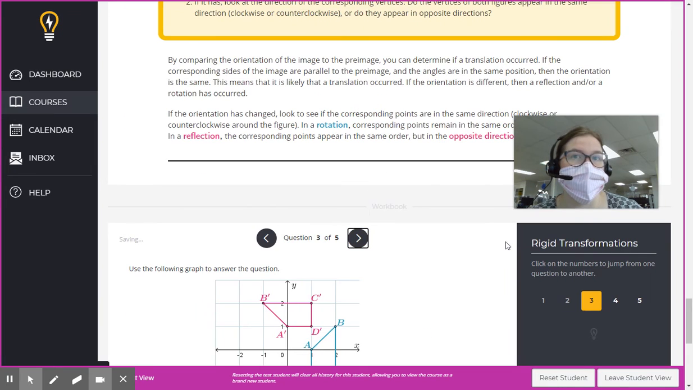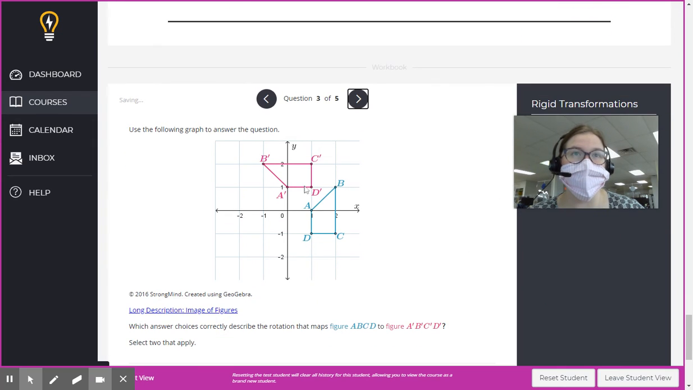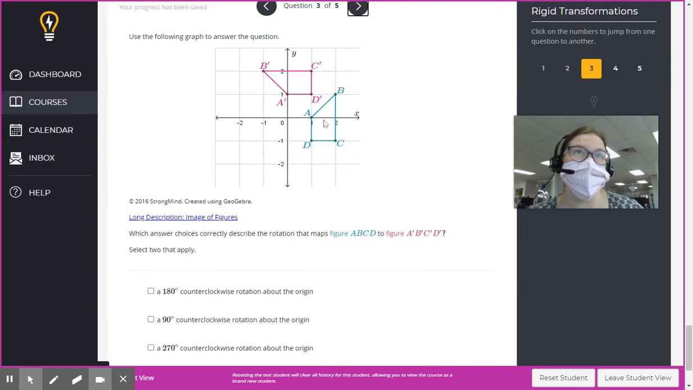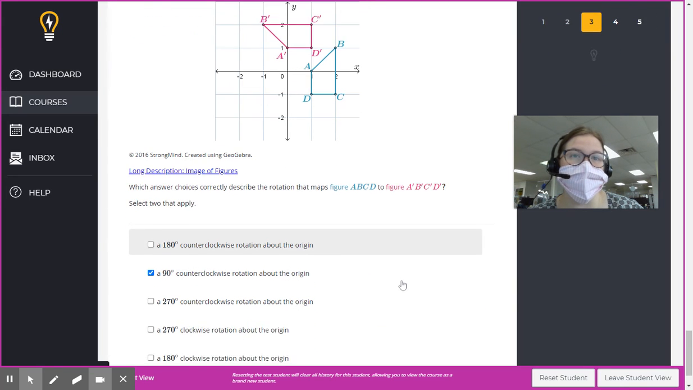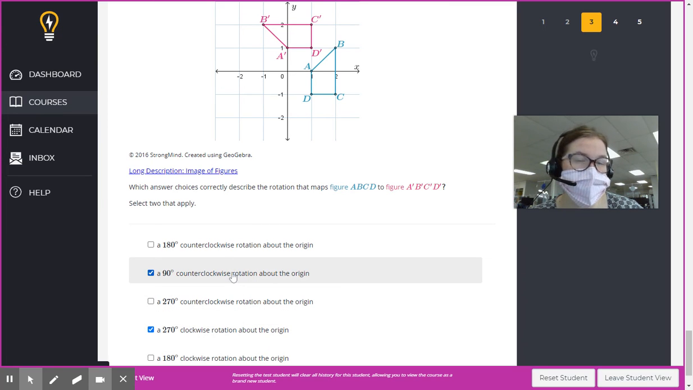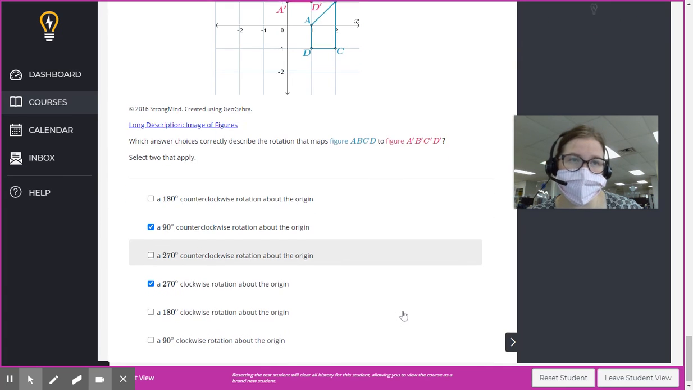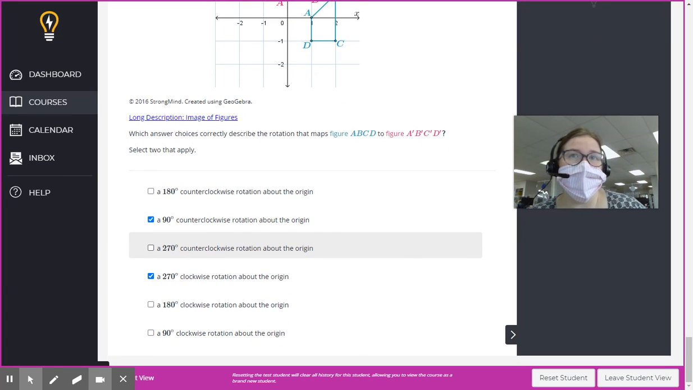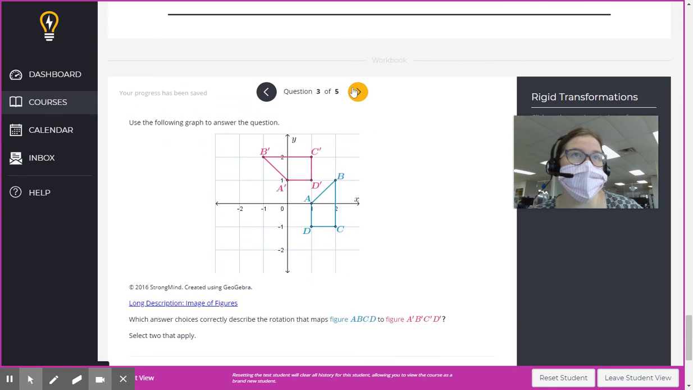And then use the following to answer that question. How do we get from this one to that one, blue to red? I would say that looks to me like it turned, because from here, you always do it compared to the origin. So from A to here, it turned that much. And that much is 90 degrees. So 90 degrees counterclockwise about the origin, which is the same thing as going 270 clockwise. So 90 degrees counterclockwise is the same thing as 270 clockwise. And okay, good.